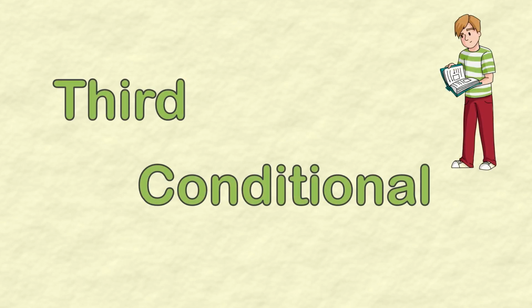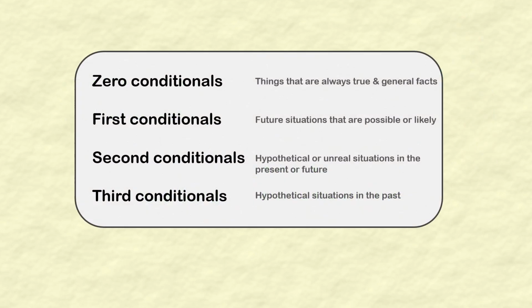Third conditional. There are 4 different types of conditional sentences. In this video, we're going to look at third conditionals. Be sure to check out our videos on 0, first and second conditionals. You can find the links in the video description.